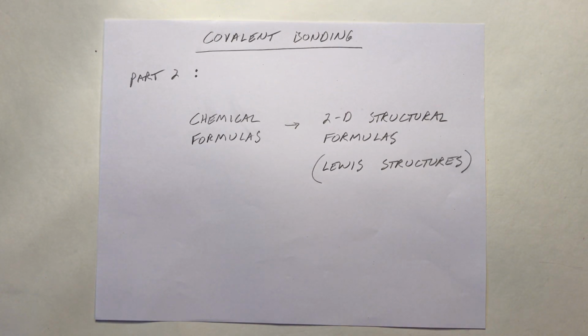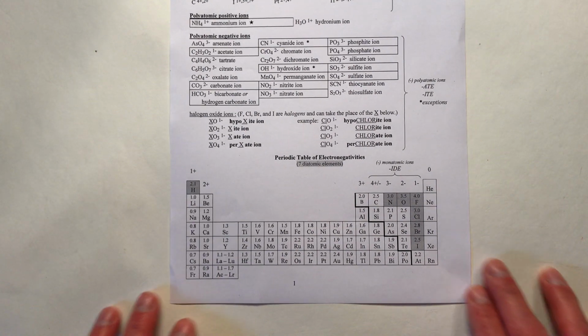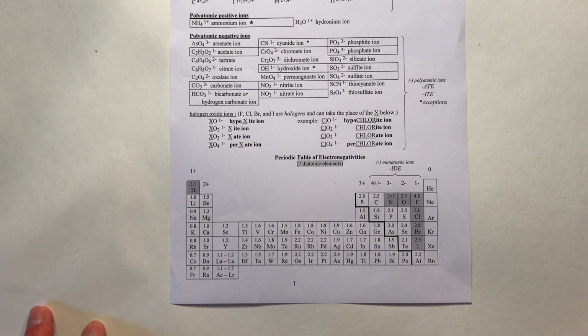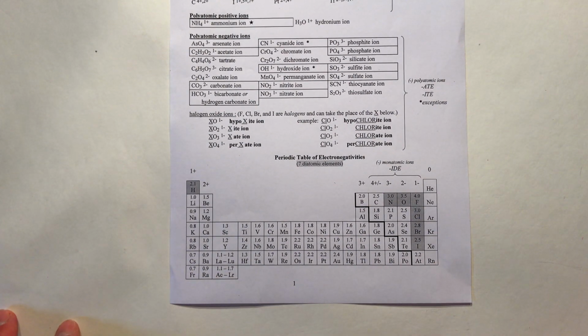Covalent bonding part 2, turning chemical formulas into two-dimensional structural formulas, also known as Lewis structures. Let's start with a quick review. We're going to be dealing with representative elements in this video. Those are the elements from these first two columns and these last 6 columns on the periodic table.